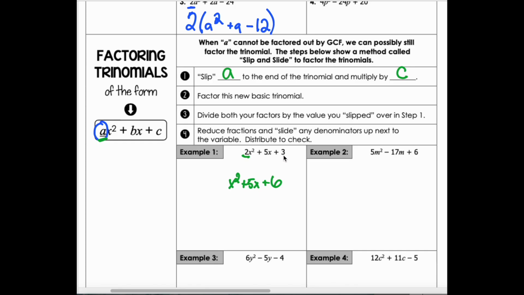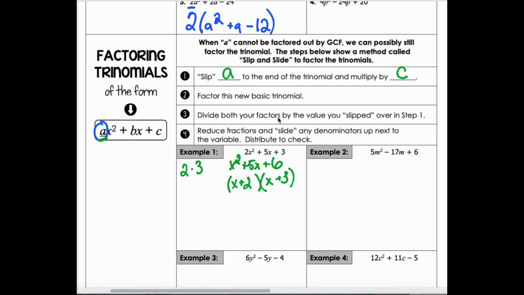Then we are going to treat it like a normal trinomial, and we are going to factor into two binomials. I'm left with my x's first. We know that. And then what two numbers can I multiply to get 6 and add to get 5? Well, I know 2 times 3 is positive 6, and if I add them, it's also positive 5. So now I have 2 and 3.